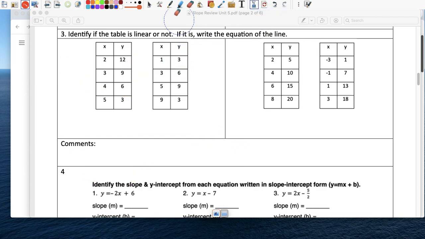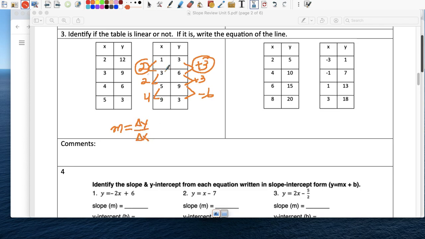Second one. 3 to 6 is plus 3. 6 to 9 is plus 3. 9 to 3 is minus 6. 1 to 3 is plus 2. 3 to 5 is plus 2. 5 to 9 is plus 4. So let's find the slope. To find the slope, we do change in y over change in x, so y2 minus y1 over x2 minus x1.